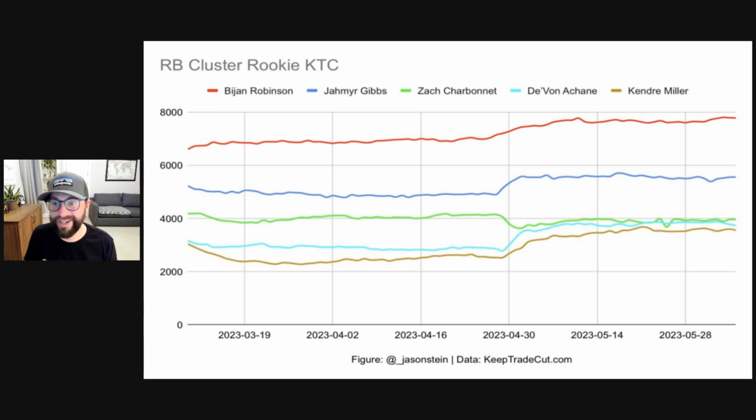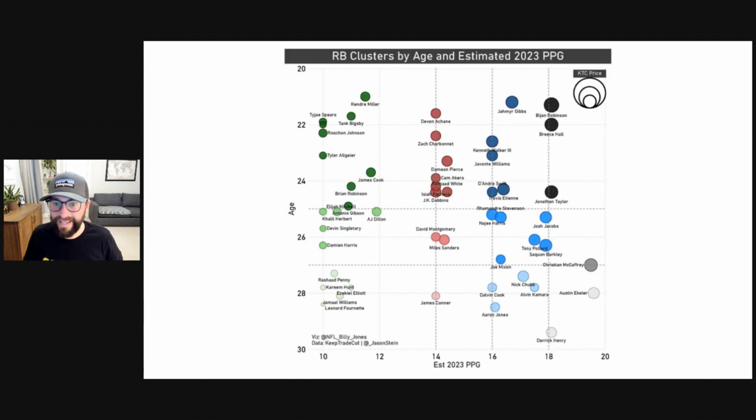So Devin Achane kind of meets up with Zach Charbonnet, even though Charbs was a clear number 3. Now it's not quite sure who that third running back in this group is, given that Charbonnet, Achane, and Miller are all kind of grouped pretty tightly on the far right hand side of the chart. And then lastly, I don't have much conviction on these guys.